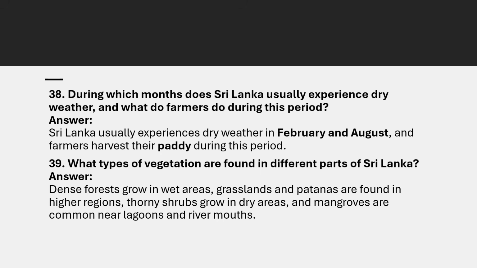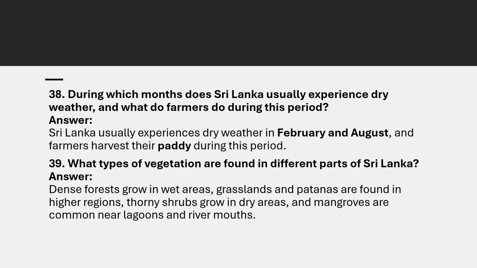During which months does Sri Lanka usually experience dry weather and what do farmers do during this period? Answer. Sri Lanka usually experiences dry weather in February and August, and farmers harvest their paddy during this period.